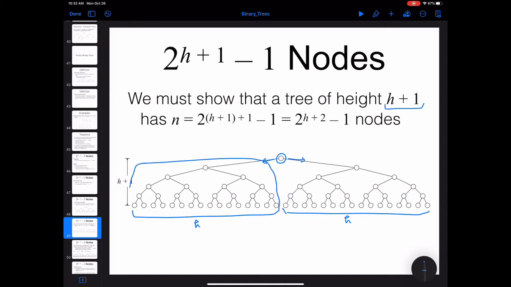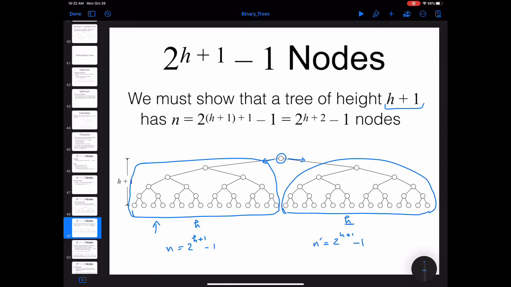What I know about this is that the number of nodes should follow that formula. So the number of nodes in this subtree is going to be 2 power h plus 1 minus 1. And the number of nodes in this subtree also is going to be, I'm going to call it n prime. This is going to be again 2 power h plus 1 minus 1, because this is again a perfect binary tree of height h, right?